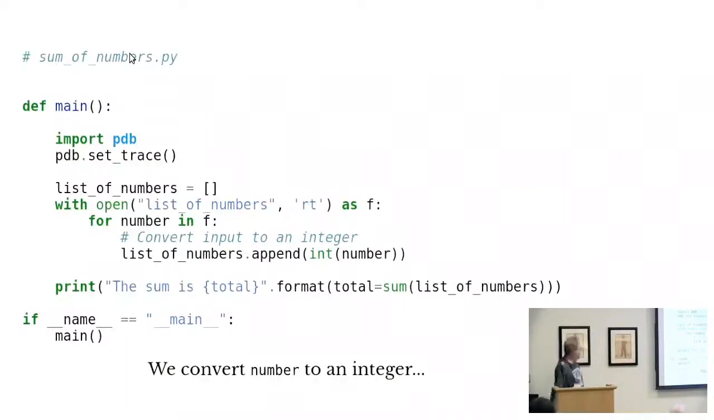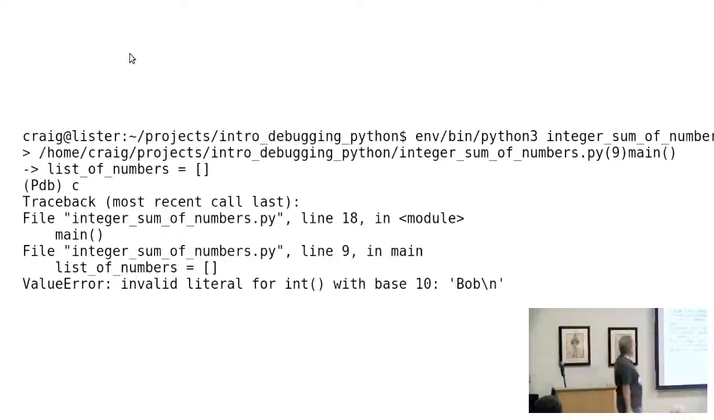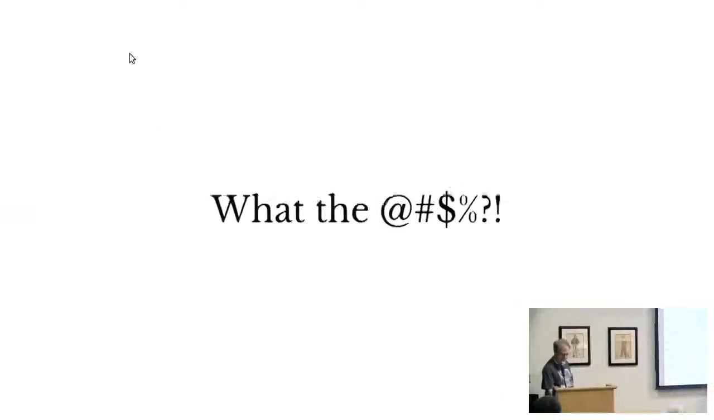So let's change this. Instead of just appending the number, let's append the integer. That should fix the problem, right? Let's fix this. And when we run it, we're still getting a small problem here. So I run it through, tell it to continue, and it comes back with a traceback that says, invalid literal for int with the base 10, Bob. Apparently, Bob signed his work. Thanks a lot, Bob.